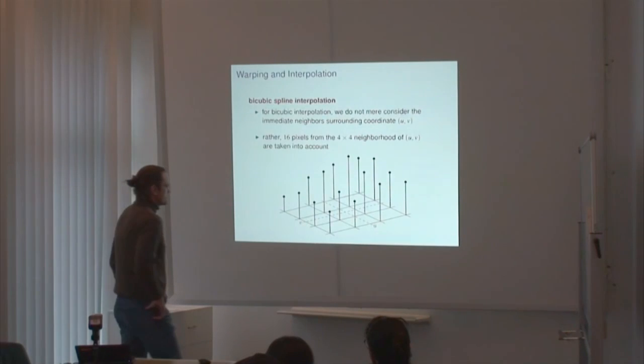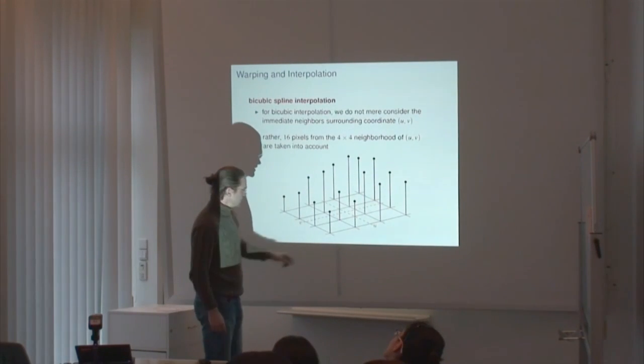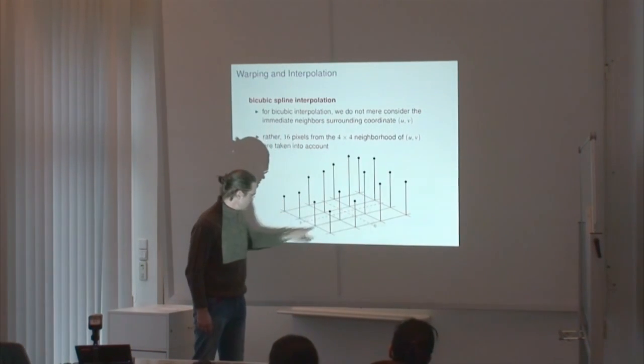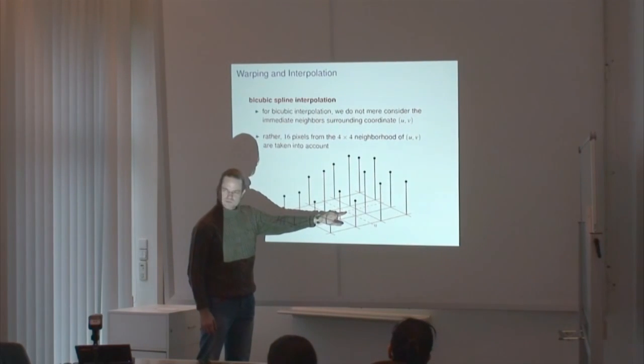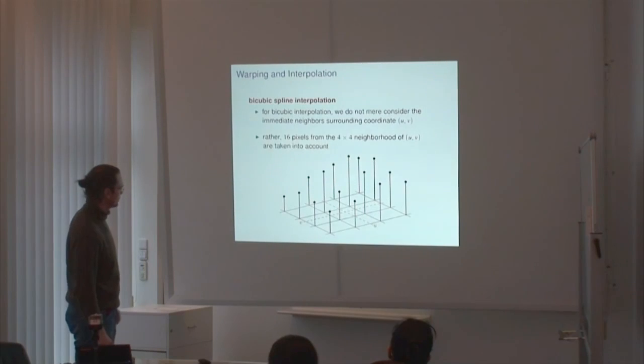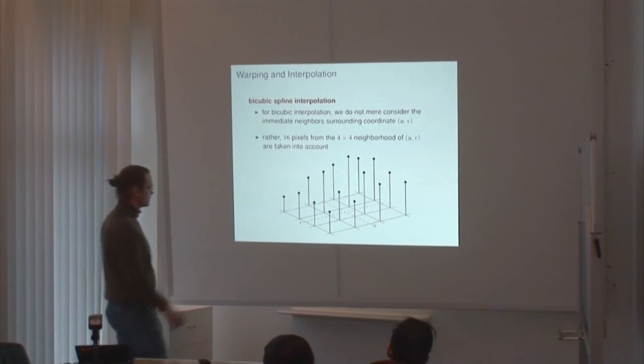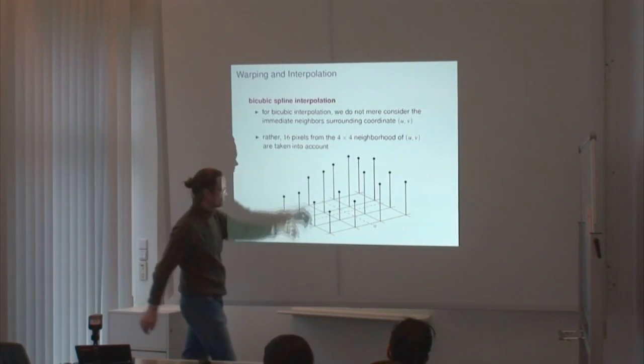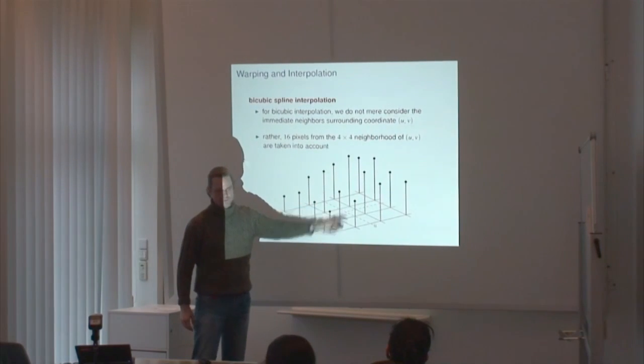So here's the situation we're given. We want to compute a function value at this point here, situated somewhere in between these grid coordinates. And in order to do that, we consider the information in the 4 by 4 neighborhood about this coordinate.